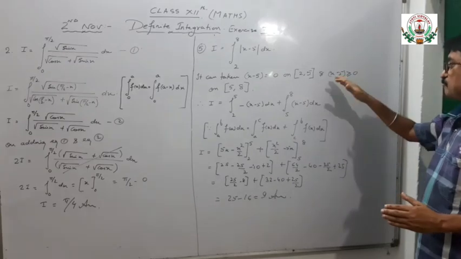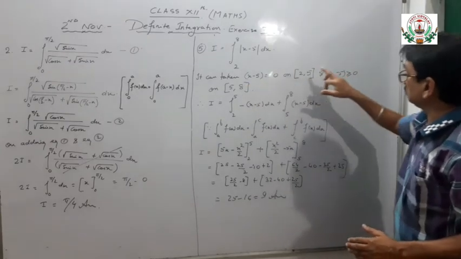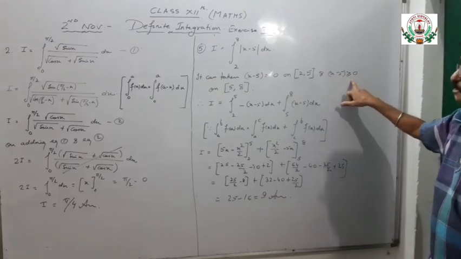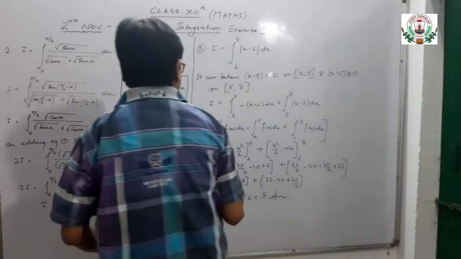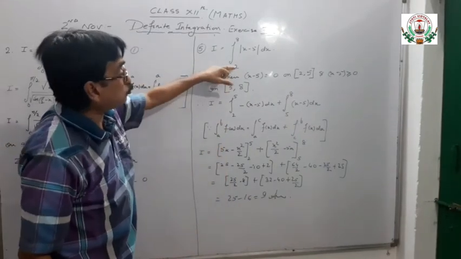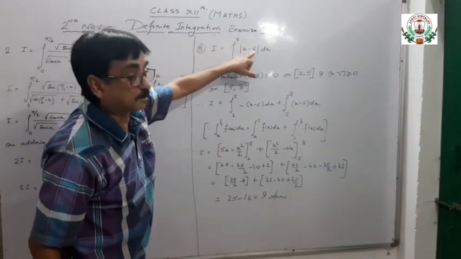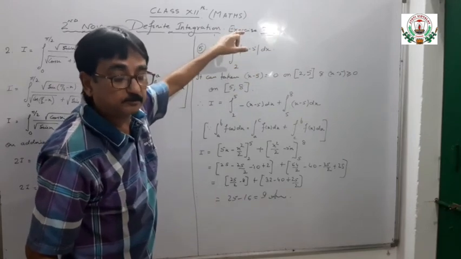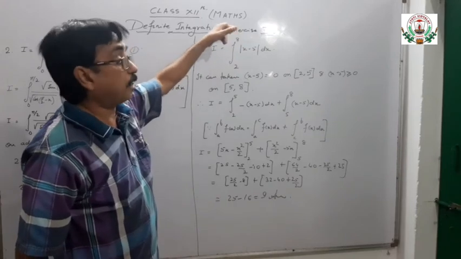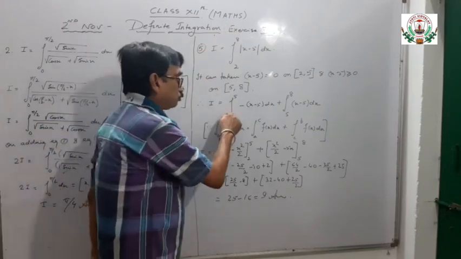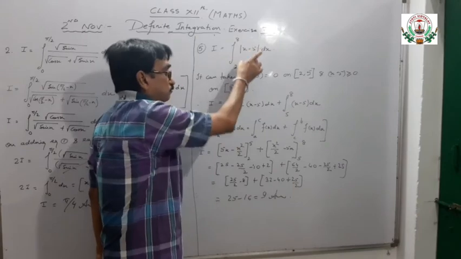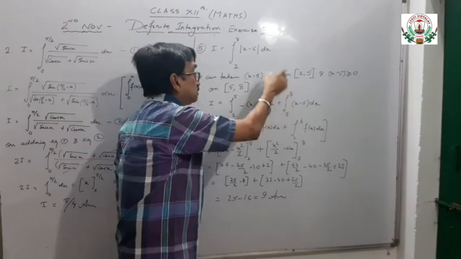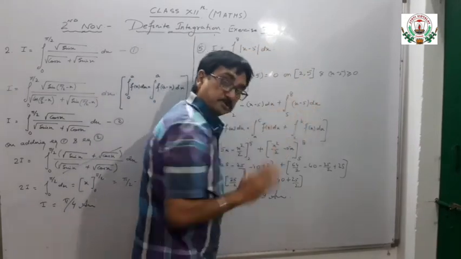And if I am going to take a value 5 to 8, then x minus 5, this modulus function will become positive. Okay, so this can be written as integration from 2 to 5. This x minus 5, this value 5 comes between the range of 2 to 8, between the lower limit and the upper limit. So from 2 to 5, this modulus function will become negative, and from the limit 5 to 8, this modulus function will become positive.